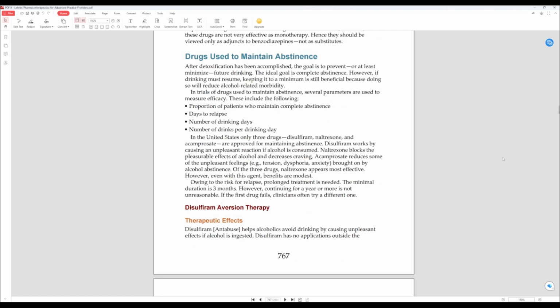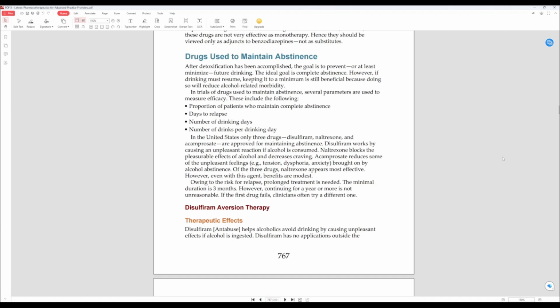Which leads us to drugs to maintain abstinence. After a detoxification has been accomplished, the goal is to prevent or at least minimize future drinking. The ideal goal is complete abstinence. However, if drinking must resume, keeping it to a minimum is still beneficial because doing so will reduce alcohol-related morbidity.